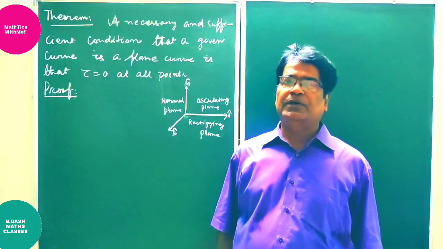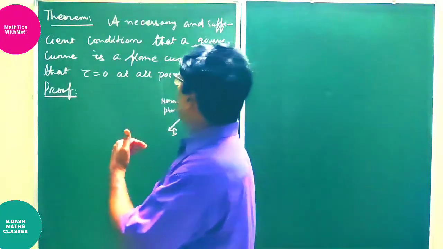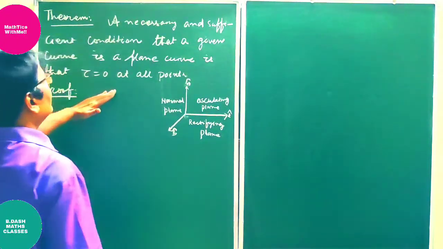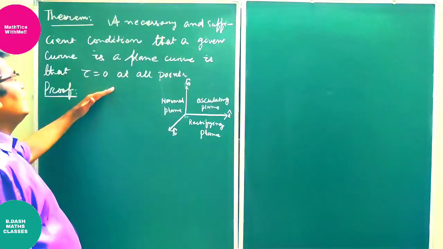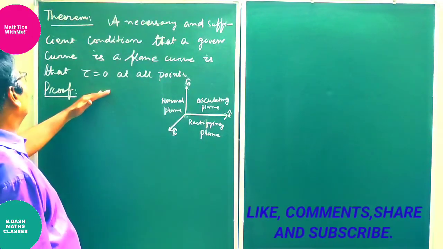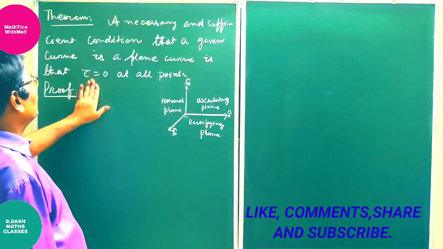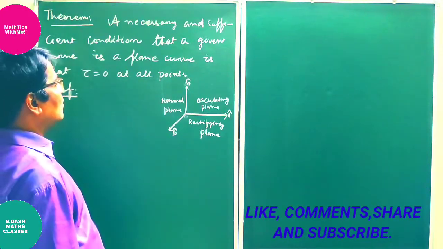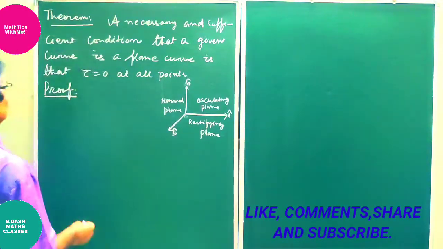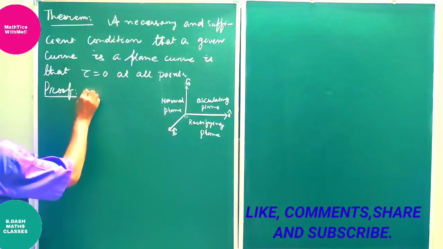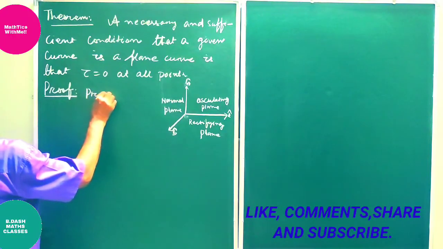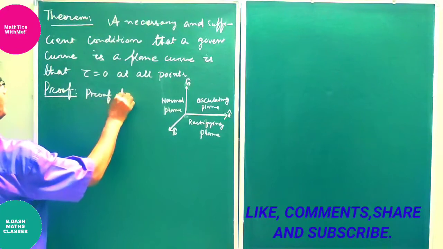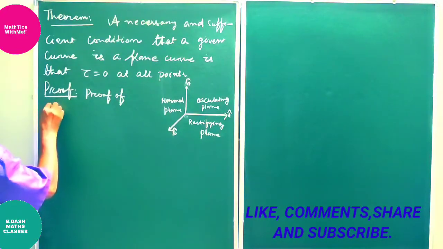Our next theorem is: a necessary and sufficient condition that a given curve is a plane curve is that torsion is equal to 0 at all points, and that we have to prove. Proof of the necessary part.